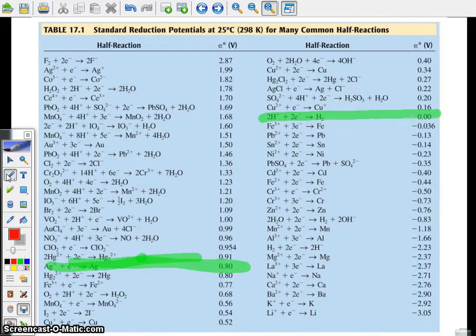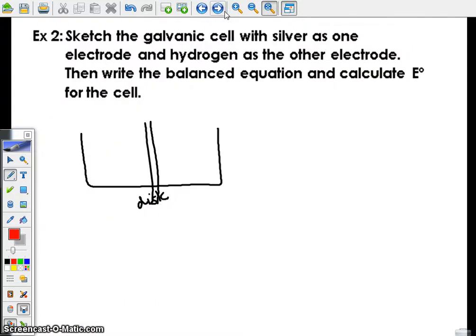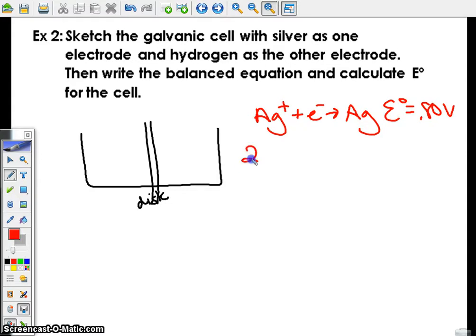So we go back, and I just copied down what I had seen. Ag plus plus E minus yields Ag, and the voltage for that was 0.80. And then the other one was 2H plus plus 2E minus yields H2. And the E for that was 0 because it's the standard.